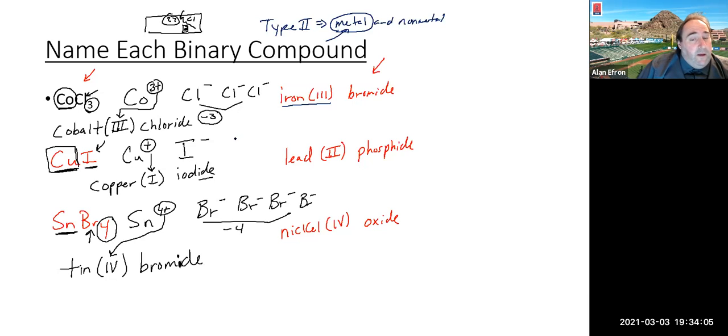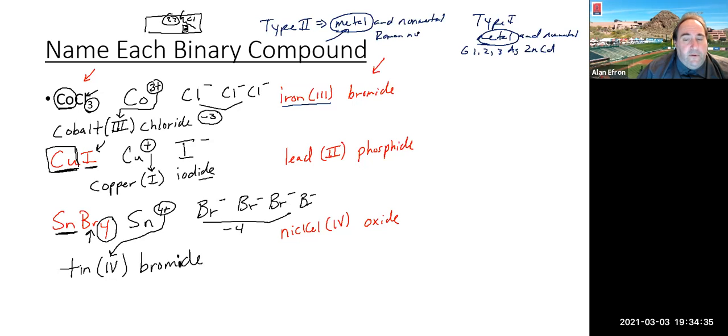If it's a type 1 compound, which is basically the same situation here, which is also a metal and non-metal, the metal here would be group 1, 2, 3, or silver, zinc, or cadmium. They do not need a Roman numeral because they have fixed charges. No matter what the situation is, they always have the same charge. So these guys always need the Roman numerals. These guys never need Roman numerals. So it is specific for this type of compound. Other questions on that?